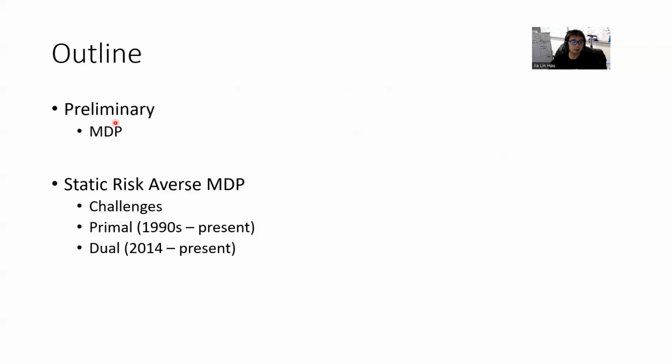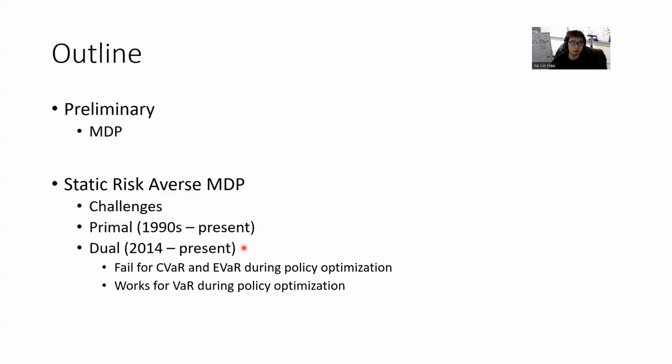At the beginning, I will explain a little bit about our setting of MDPs, and then I will explain static risk-averse MDP. I'll explain what the objective is, what the challenges are, and how people have been solving it throughout the years. More specifically, this work is an analysis of the dual representations, and we show that this dual method could fail for CVaR and EVaR during policy optimization, despite them being very popular this decade.